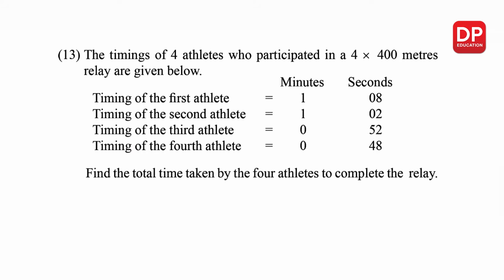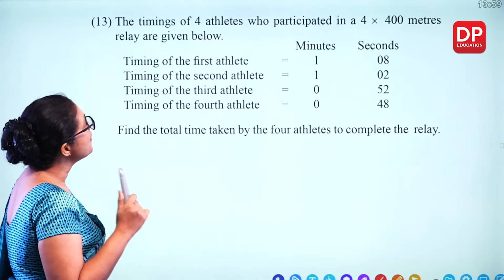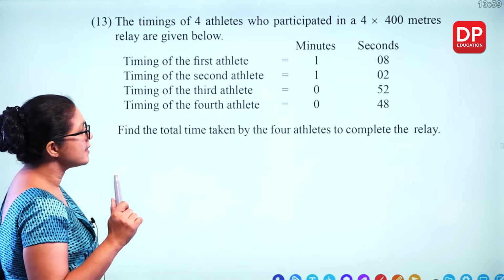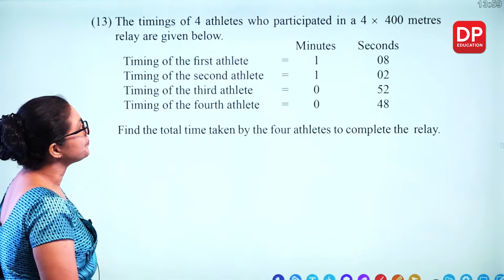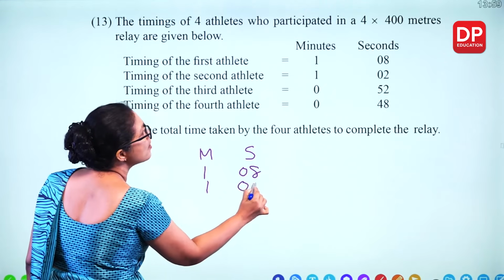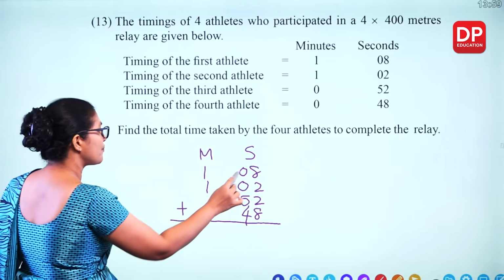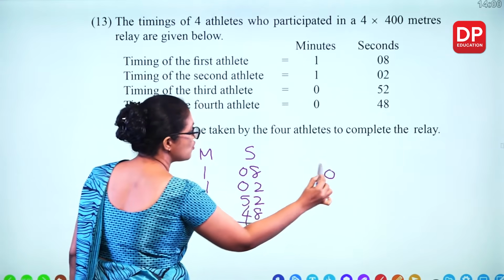Question number 13. The timing of 4 athletes who participated in 4 by 400 meters relay are given below. Timing of the first athlete, timing of the second athlete, timing of the third athlete and timing of the fourth athlete. Find the total time taken by the 4 athletes to complete the relay. That means you have to add all the values together. Minutes, seconds. 1, 8. 1, 2, 52, 48. When you add it together, what you get? 8 plus 2, 10. 10 and 10, 20. 2 remaining.